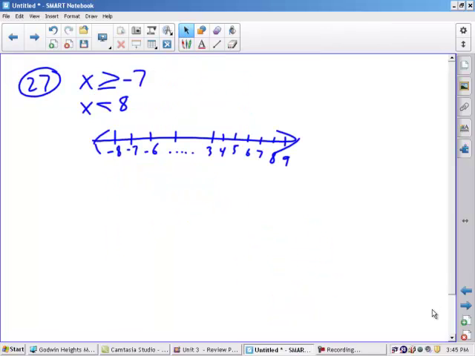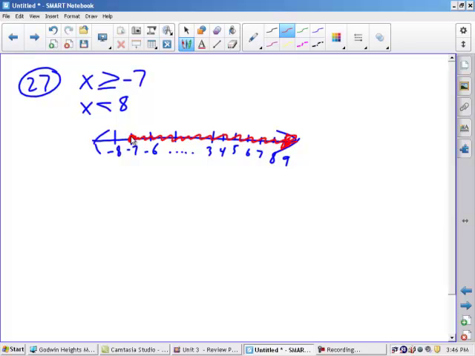Okay, number 27, it gives you x is greater than or equal to -7, and x is less than 8. It says, how do you write those in interval notation? So first of all, let me just go ahead and graph them. I want to know what these actually represent. It's greater than or equal to -7, so I graph that. It's got to be included at -7. I then scribble to the right because it's greater than that, so it's everything to the right.